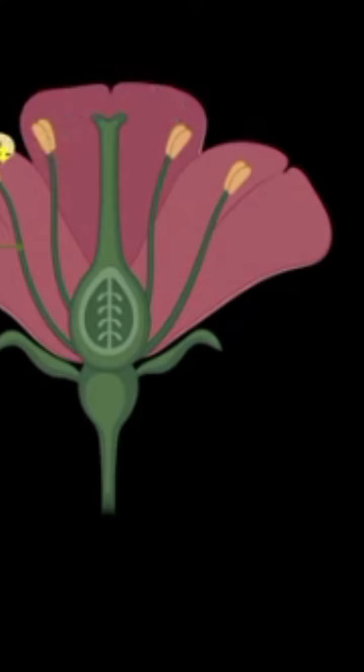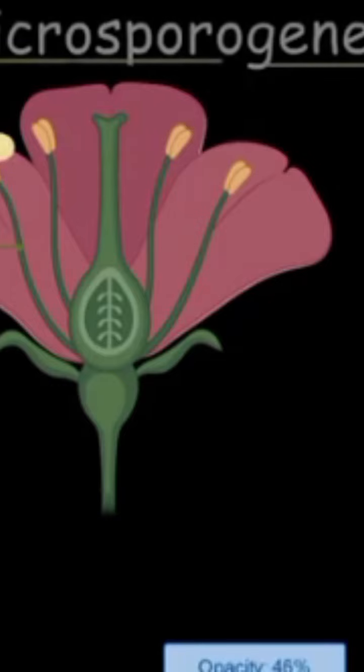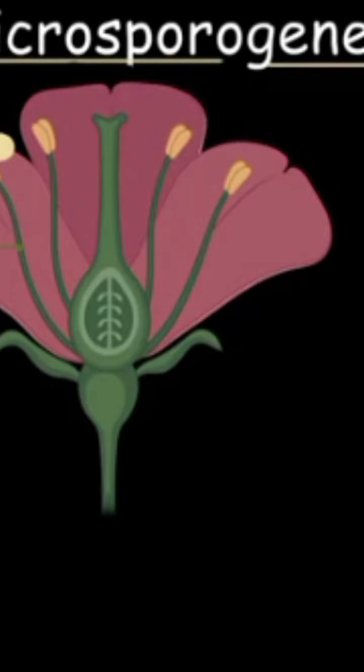And this formation of pollen inside the anther is called Microsporogenesis, where microspore means pollen and genesis means formation. And also, one anther does not give rise to just one pollen. It gives rise to many pollens. We will see in a minute how this anther does that.